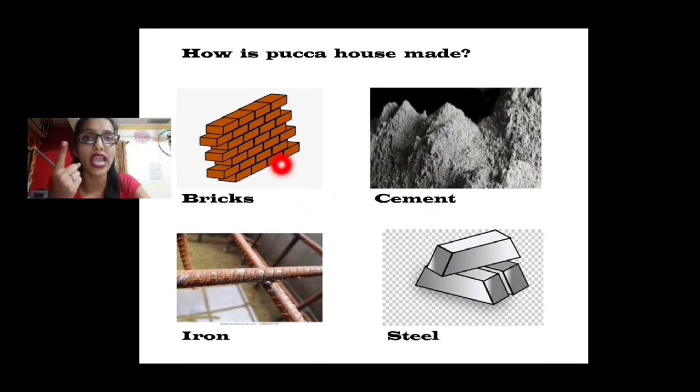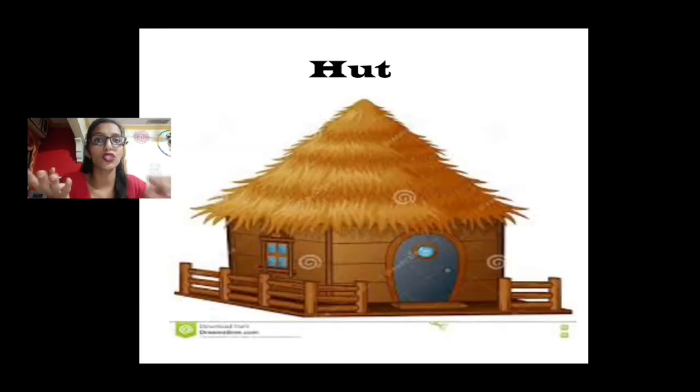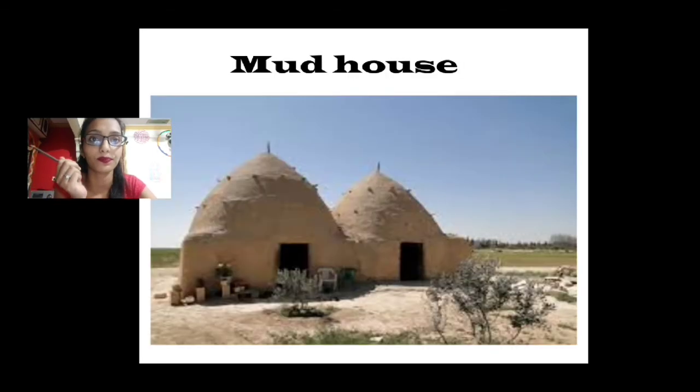Let's repeat behind me. Bricks, cement, iron and steel are the four things with the help of which a Pakka house is made. Now let's move to the next point, that is hut. Hut is which type of house? Yes, it is a type of Kacha house.